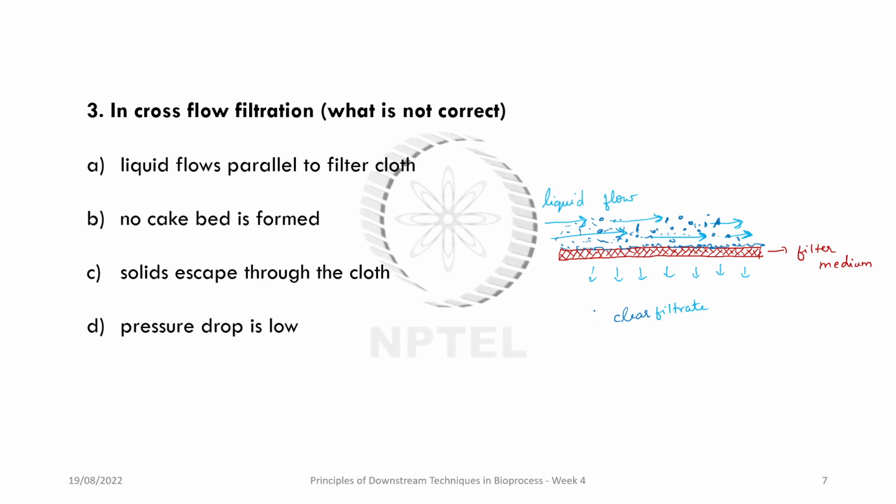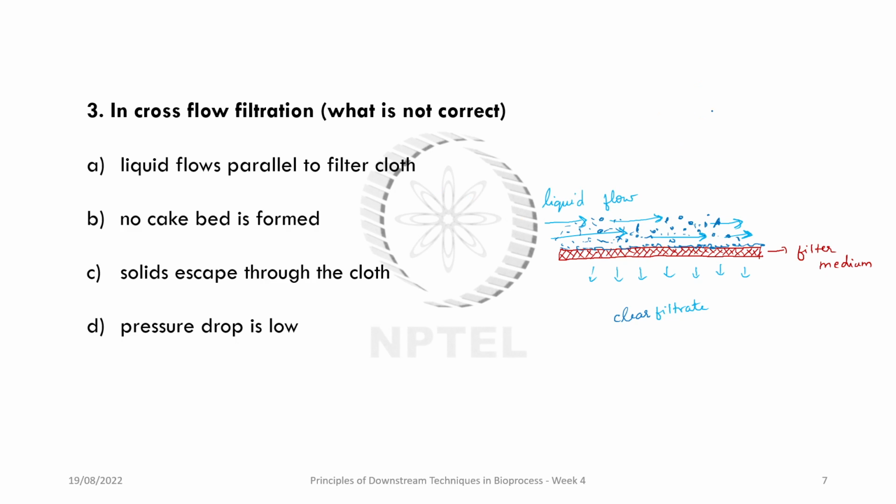Okay, let me continue to explain. So, in a parallel cross flow filtration, the liquid flow is tangential to the filter medium, right? So the flow is going to be parallel, correct? And then the retentate is going to stay here, and filtrate will come through the other side of the cloth, correct? So let's look into the options. Liquid flows parallel to the filter cloth, is that correct?